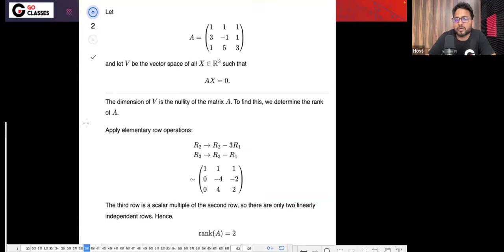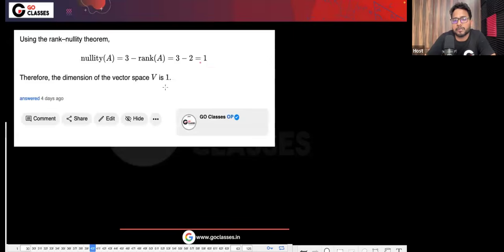That's all they're asking. So you can just do the elementary row operation. Then rank is coming out to be 2. Then nullity will come out to be 1. Okay. And then 1 is the correct answer.